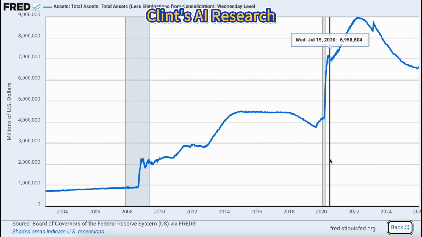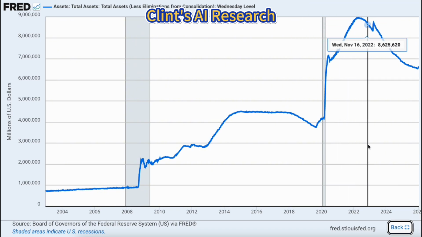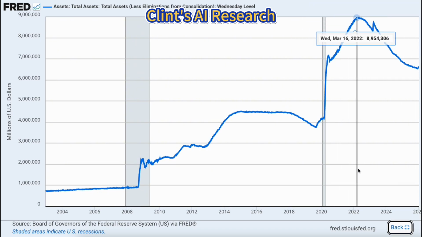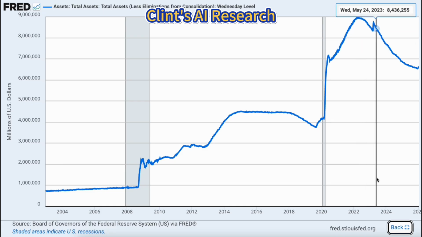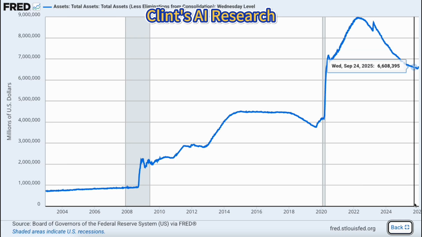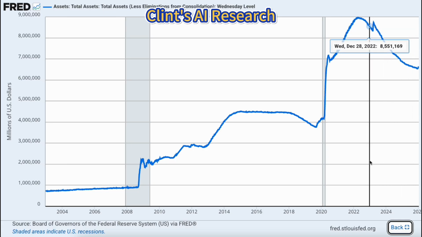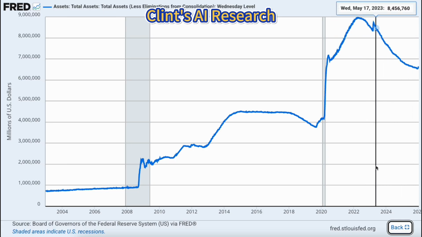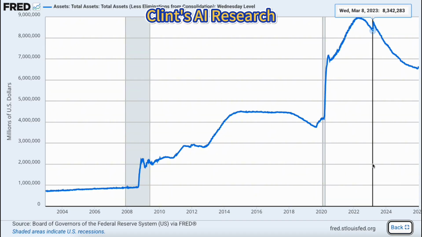2022 to 2025, the war on inflation, the steady decline. Following the peak, the line begins a consistent downward slope. High inflation forced the Fed to reverse course, removing liquidity to cool off the economy. Even the 2023 blip, the regional banking crisis, was only a temporary pause in this downward trend.